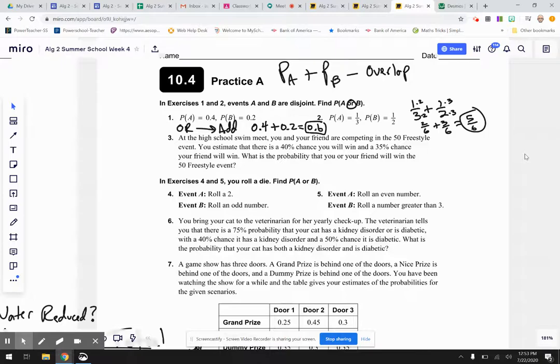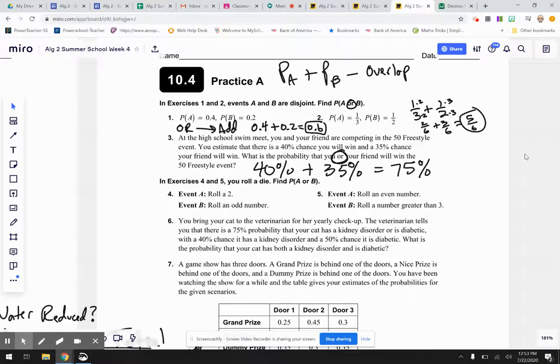Let's see. High school swim meet. You and your friend are competing in the 50 freestyle. You estimate there's a 40% chance you will win. There is a 35% chance your friend will win. What's the probability you or your friend? 40% plus 35%. There's no overlap. It would just be either you or your friend. So 75% chance that one of you would win.